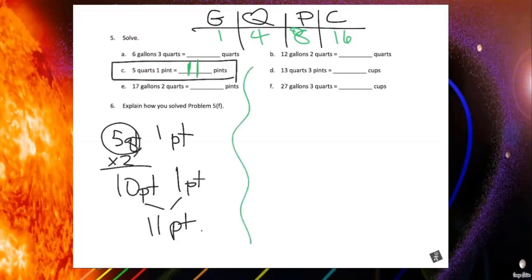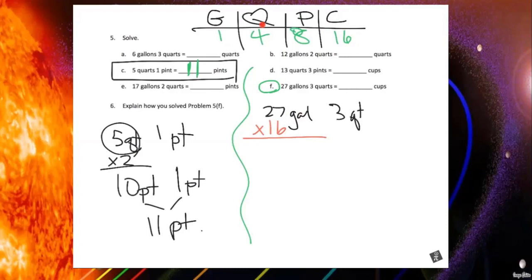Now, tricky one. Let's do F. So 27 gallons, 3 quarts, and we want to turn it into cups. Well, we see that 1 gallon is equal to 16 cups. So what are we going to do down here? We're going to do 27 times 16, and that's going to give us the cups.